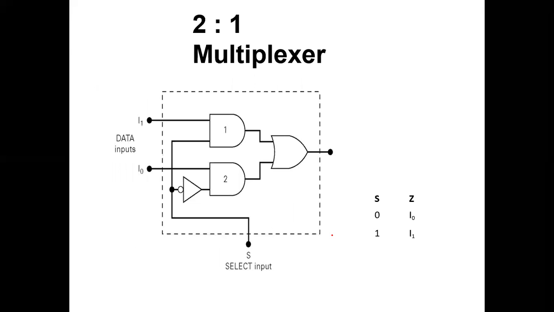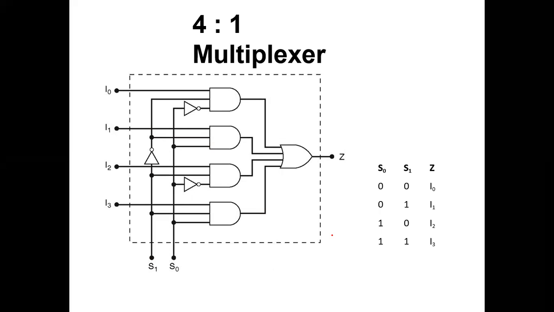We have different types of multiplexer: 2 is to 1, 4 is to 1, 8 is to 1, 16 is to 1. For 2 is to 1, if the select line is 0, input I0 will be in the output. If the select line is equal to 1, input I1 will be connected with the output. This is the concept.